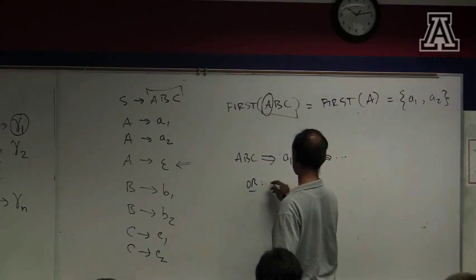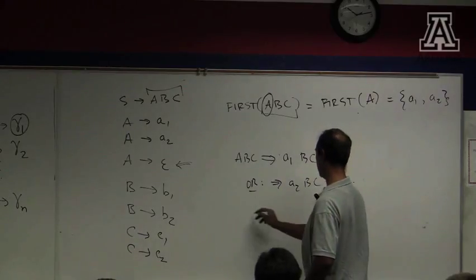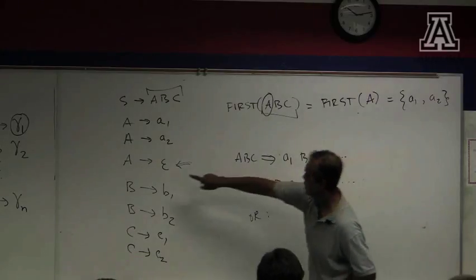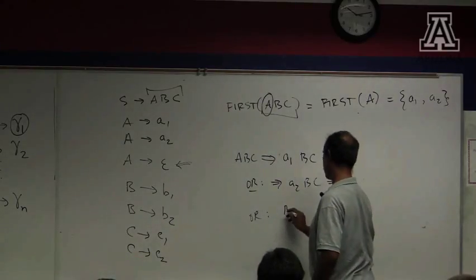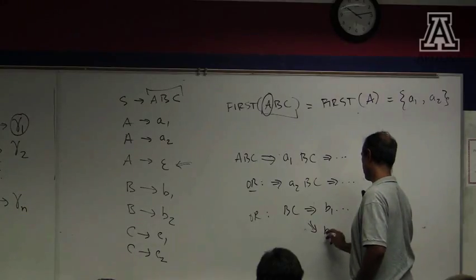Or I can derive A2, B, C, and this can go off. Or I can go to epsilon, so I can derive BC, and this can go to B1, and this can go to B2.